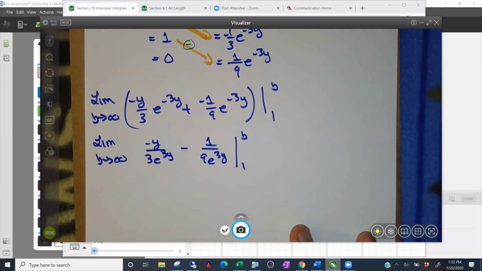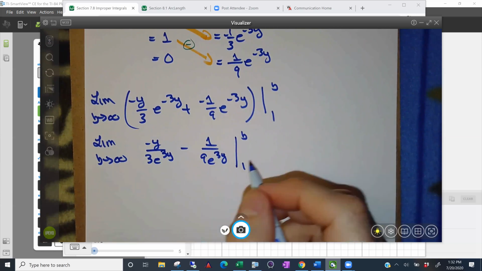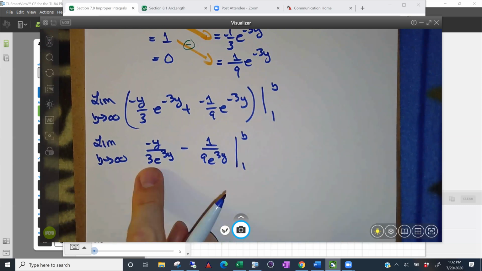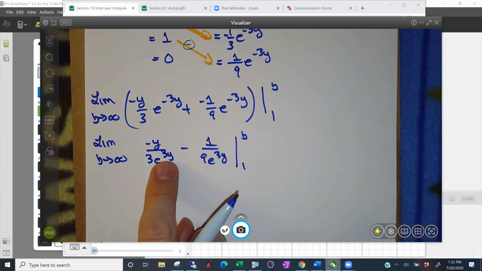Wouldn't it be better if you did 2 integrals and then you would be able to factor out the negative 1/3 and the negative 1/9? Or would that not work because we have, like, undefined? You could still factor it out here because 1/3 e to the 3y is a common factor for both of those. So I could still factor it out here.